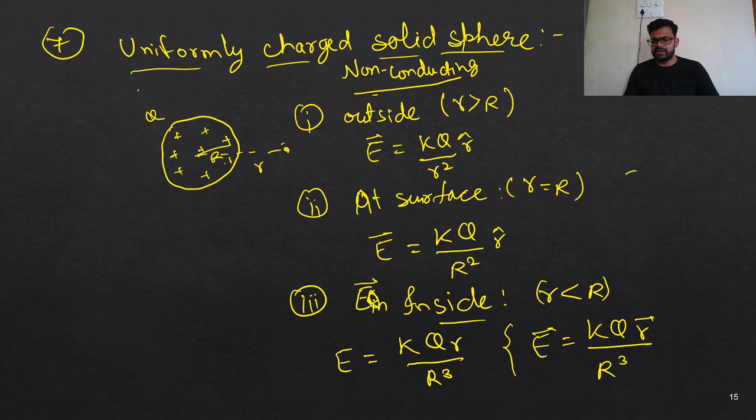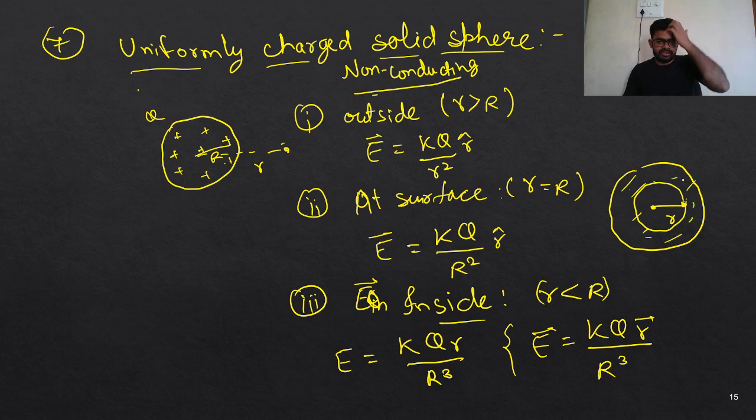How are you getting this? Let's say this is a solid sphere, and here is the point. I will consider a small sphere here. Now I am saying the outside part will behave as a shell, and the inside sphere is behaving as a solid sphere. So only because of this small sphere, the electric field will come, and its value will be like this. Okay, that's all.